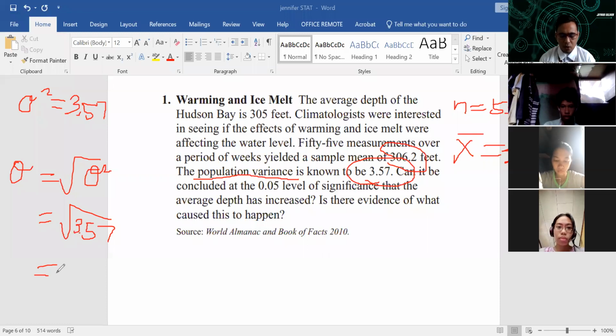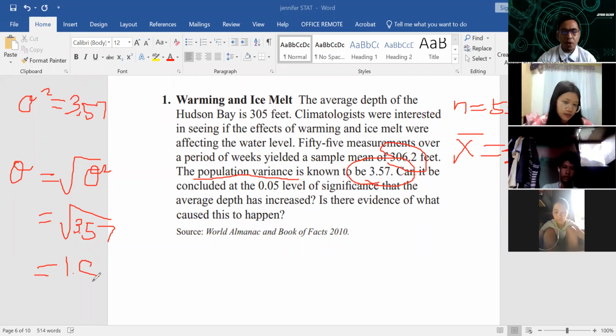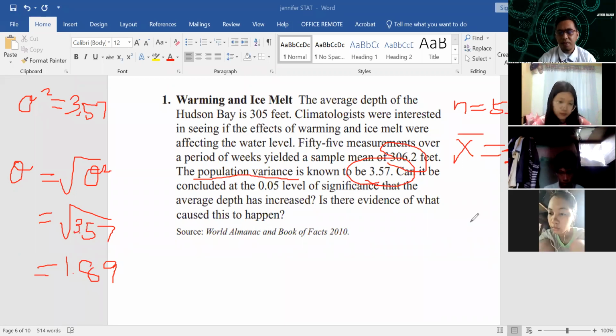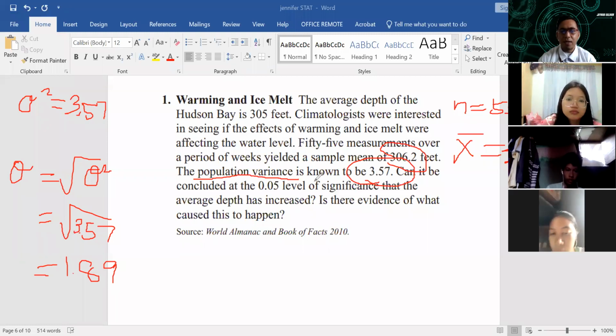So you take the square root of the 3.57. Try it. What is the square root of 3.57? That should give you 1.89, sir. 1.89. Agree? Yes, sir. Same answer? Yes, sir. Square root of 3.57? Okay. So that is now your standard deviation.